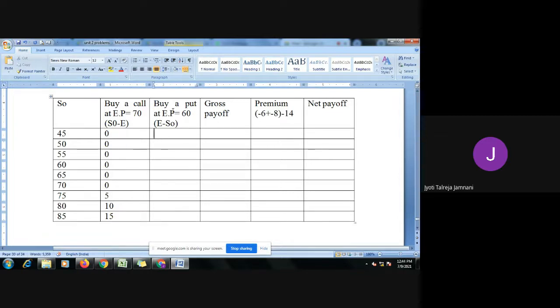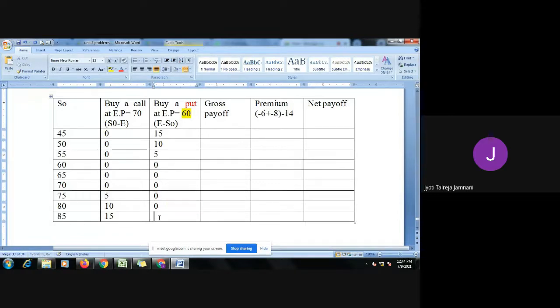Buy a put option. So here also it's buy E minus S naught because it's a put option. The put option intrinsic value formula is E minus S naught. E is 60 rupees. So 60 minus 45, we will start gaining from here itself. That is 15 rupees. 60 minus 50, 10 rupees. 60 minus 55, 5. Then 0.